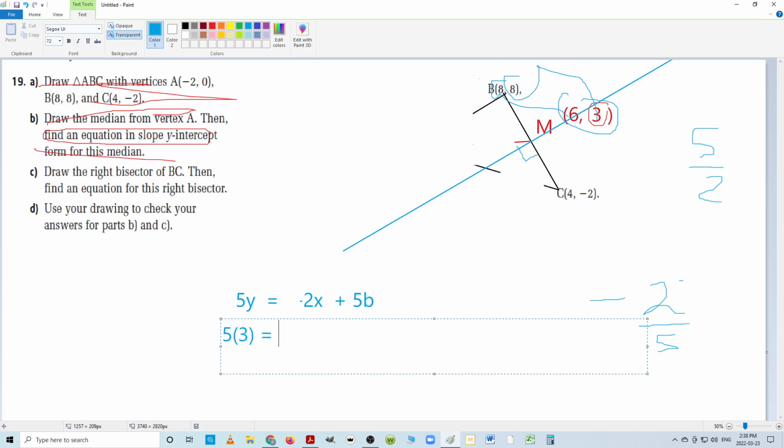5 times 3 on this side, minus 2 times 6 on this side, plus 5b. It's clear that's minus 12. It's clear that's 15. So it's the other one I did wrong. When I add it to that, yeah, it's plus 12, so that's correct. And I get 5b. And so on this left side, it's 27 divided by 5. So 27 over 5 is the correct b.